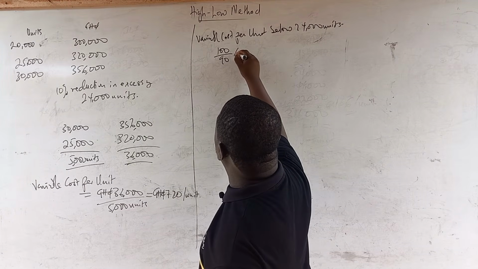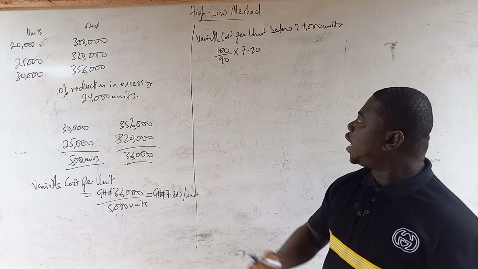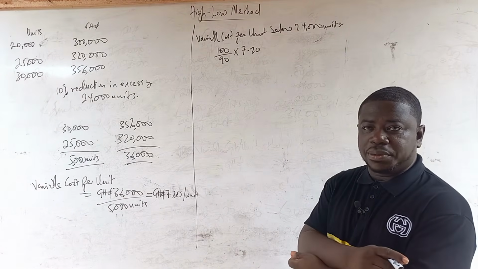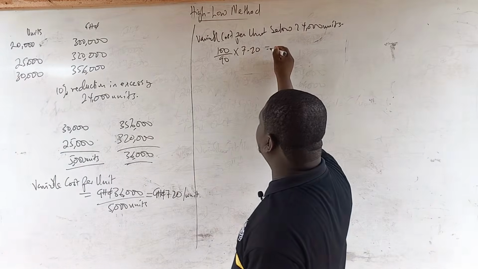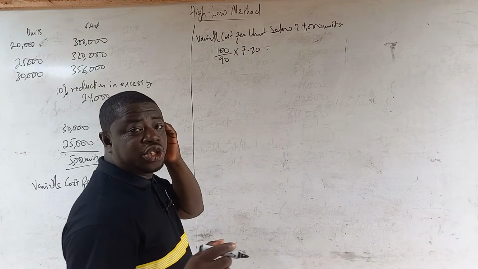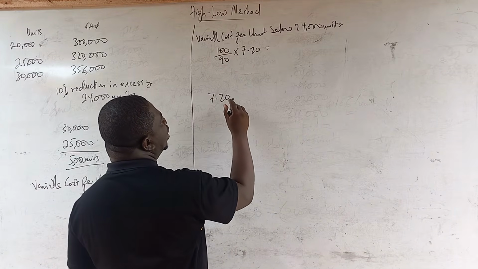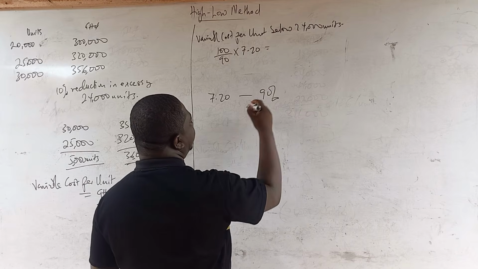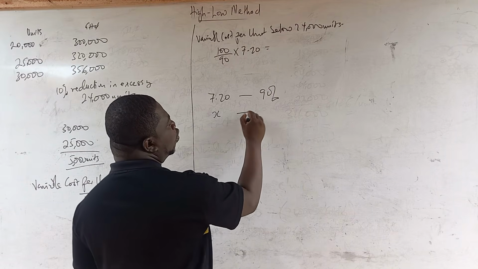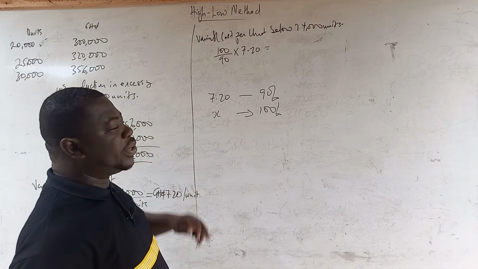So it's going to be 100 over 90 times 7 cedi 20 pesewas, and then we'll use that to find the rest. Now, if you are confused as to how I came about this, you can just use your old mathematics style, where we see that 7 cedi 20 pesewas maps to 90%. And therefore, we don't know what will map to 100%, but we are looking for the 100%. So we represent it by x.